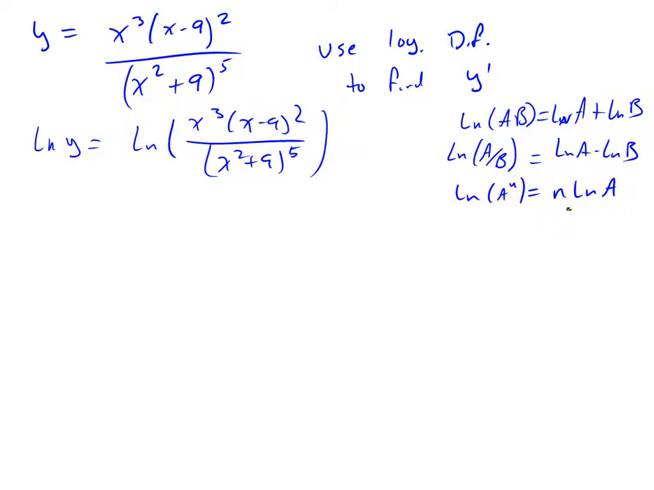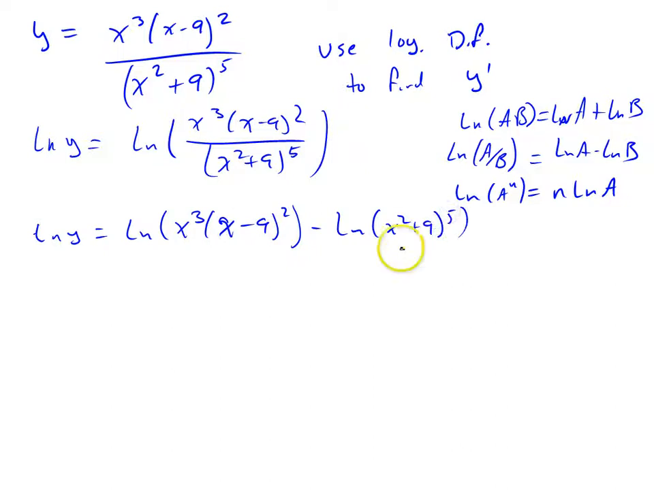Anyway, so what we have here is the log of a quotient, right? We're going to split that up. We've got the natural log of y still over here. So this would be the natural log of the top, x cubed times (x minus 9) squared, minus the log of the bottom, (x squared plus 9) to the 5th power.